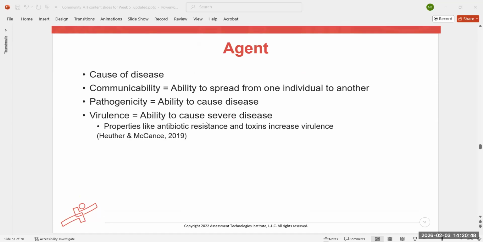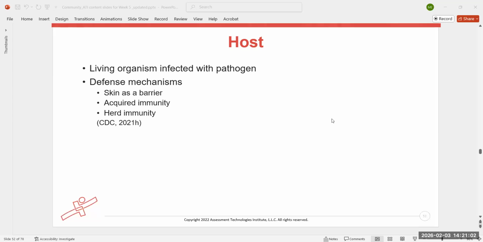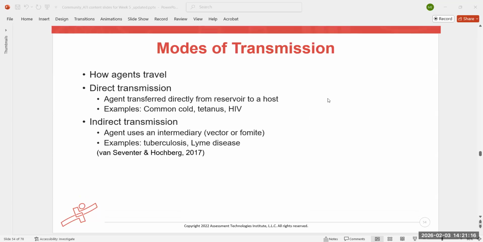And then this just talks a little more detailed about the agent, host, and environment, so you can read them. I'm just going to go through them, but again, you can read them. We talked about this, risk factors for host susceptibility. Are they immune? Do they have age extremes? What's their overall nutrition, genetics, and environmental factors?